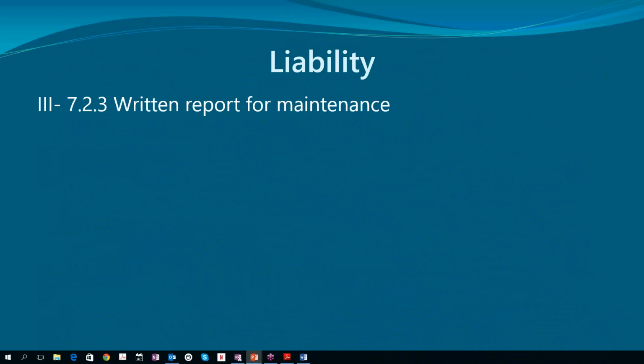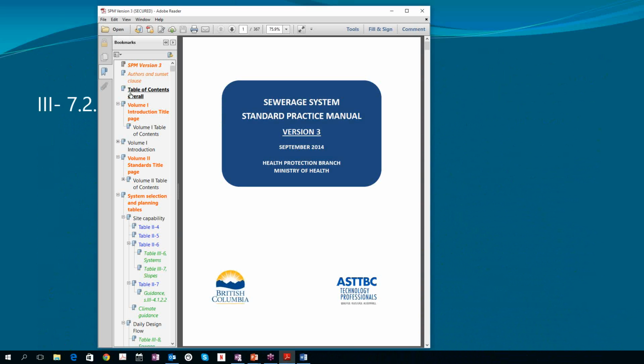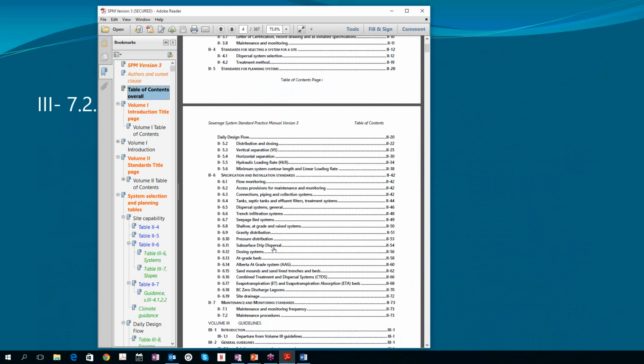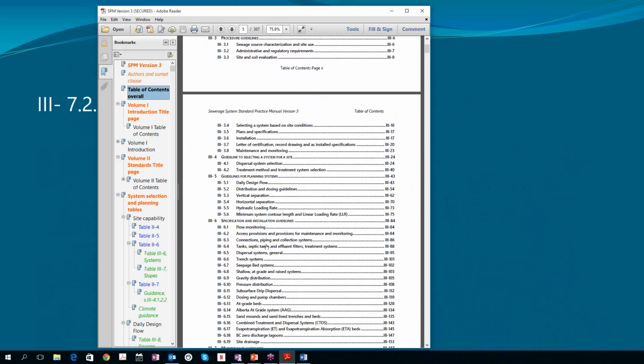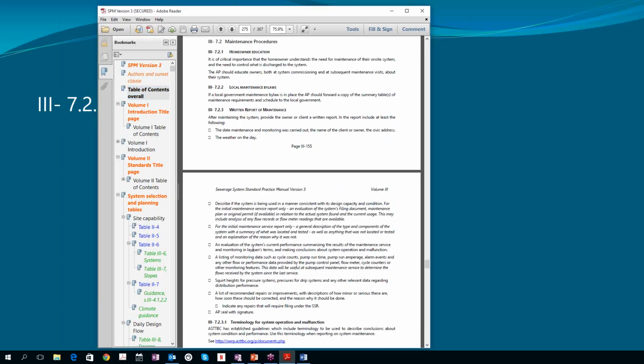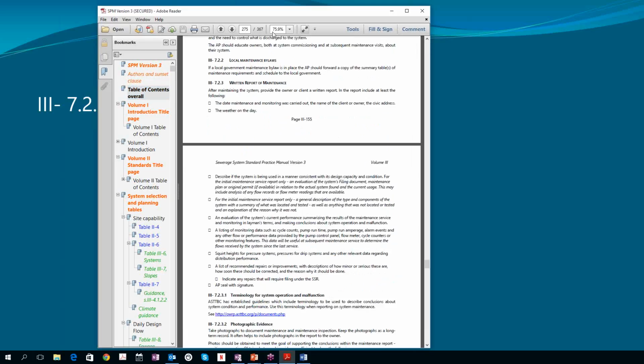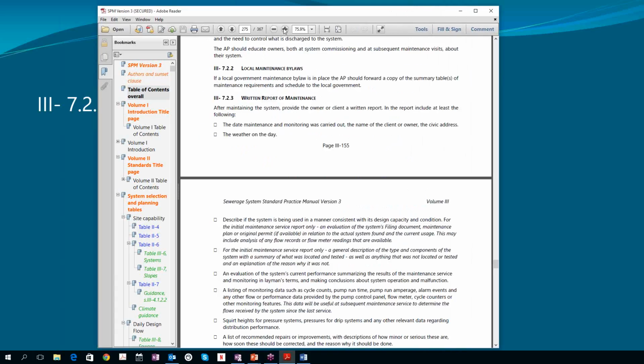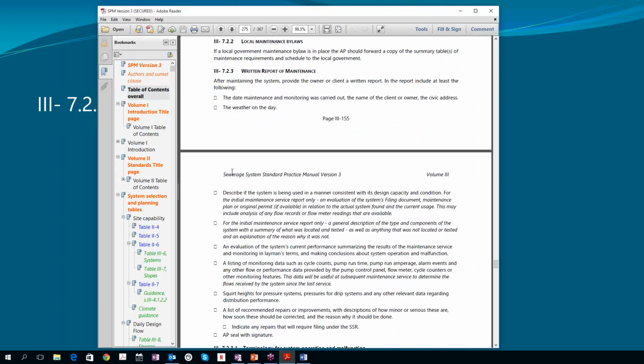We have to do a written report for maintenance, in Volume 3, 7.2.3. Just going to hit on a few key points because we went through this the other day. Okay, so this is under the topic of the written report of maintenance, not a maintenance plan, but rather the maintenance report that we give to the client, the owner of the system.